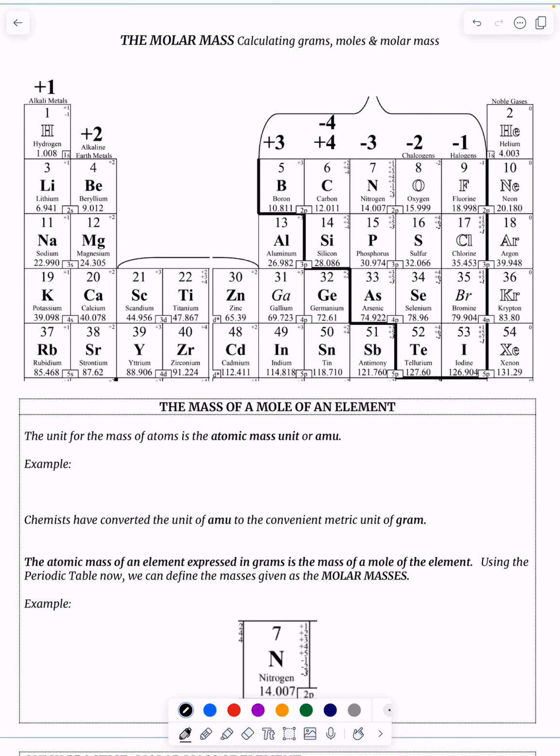and be able to convert between the unit of moles that we just learned about to mass in grams. So here is just a snippet of the periodic table. You should have access to your own periodic table. If not, make sure you get a copy.